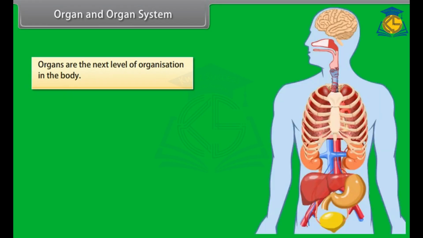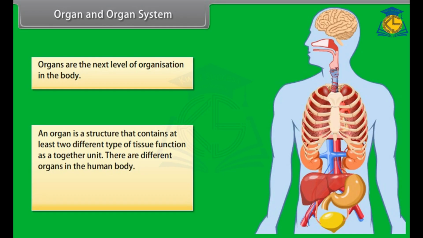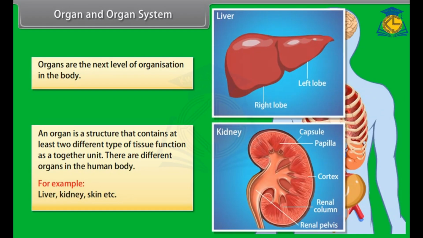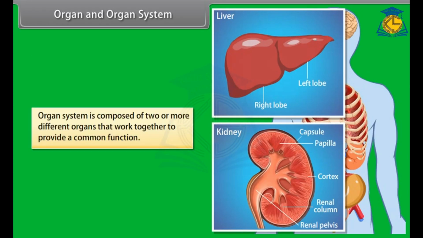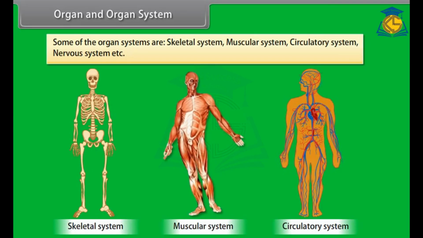Organs are the next level of organization in the body. An organ is a structure that contains at least 2 different types of tissue functioning together as a unit. There are different organs in the human body, for example, liver, kidney, skin, etc. Organ system is composed of 2 or more different organs that work together to provide a common function. Some of the organ systems are skeletal system, muscular system, circulatory system, nervous system, etc.